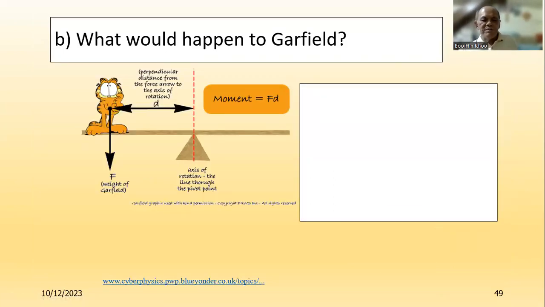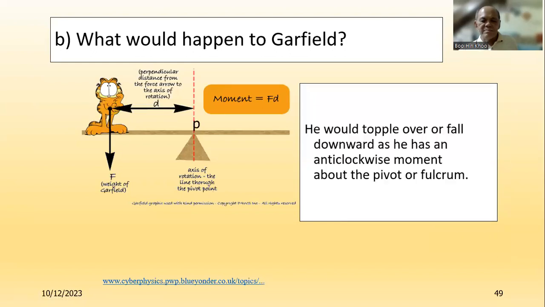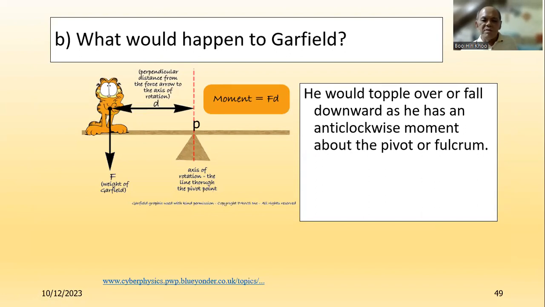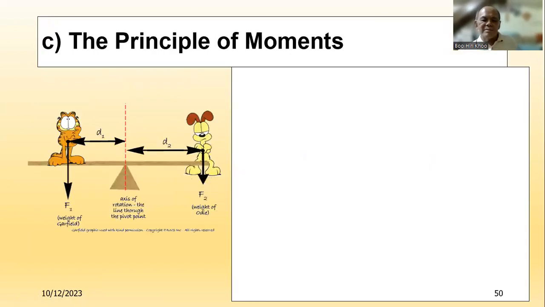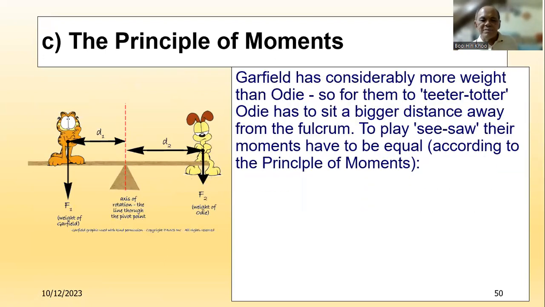What will happen to Garfield in this case? He will topple over or fall downwards as he has an anti-clockwise moment about the pivot or fulcrum. How can Garfield stay horizontal? Garfield has considerably more weight than Audi. Yes, Audi. That's Garfield.